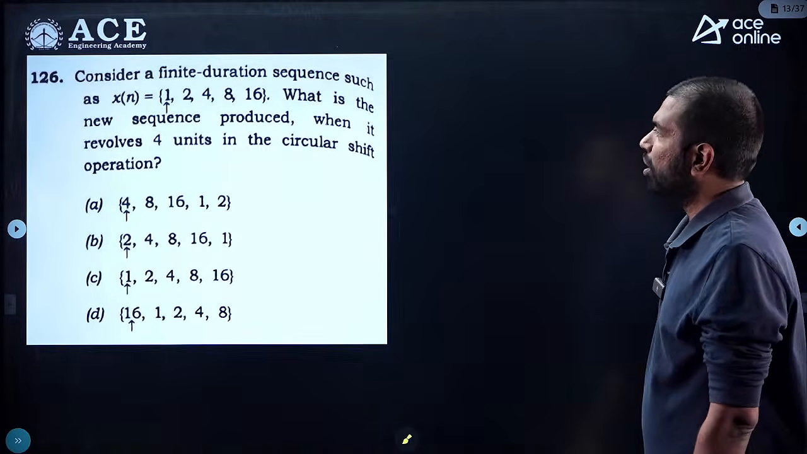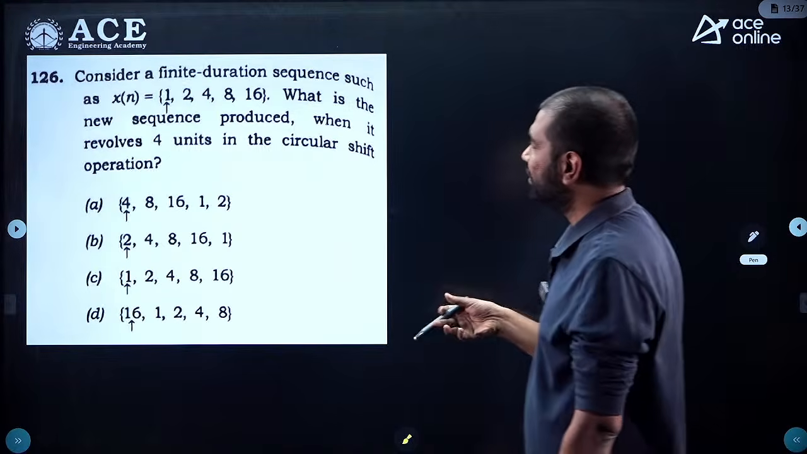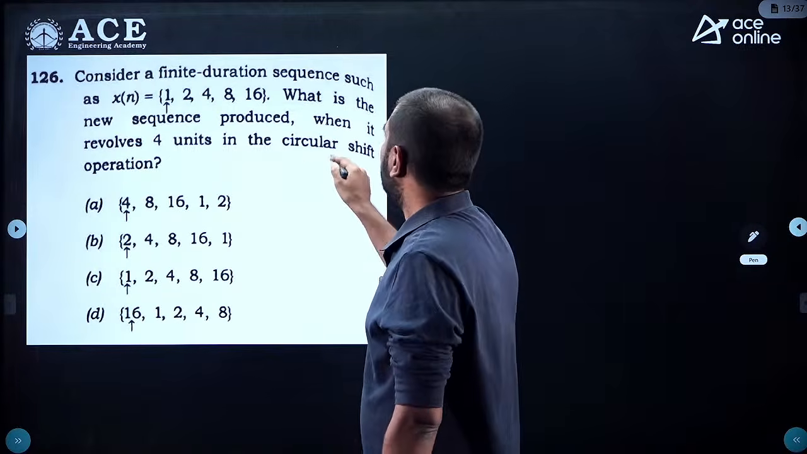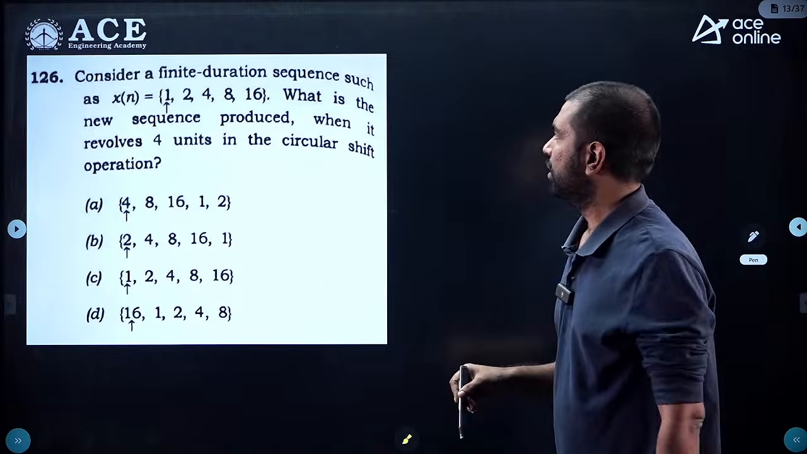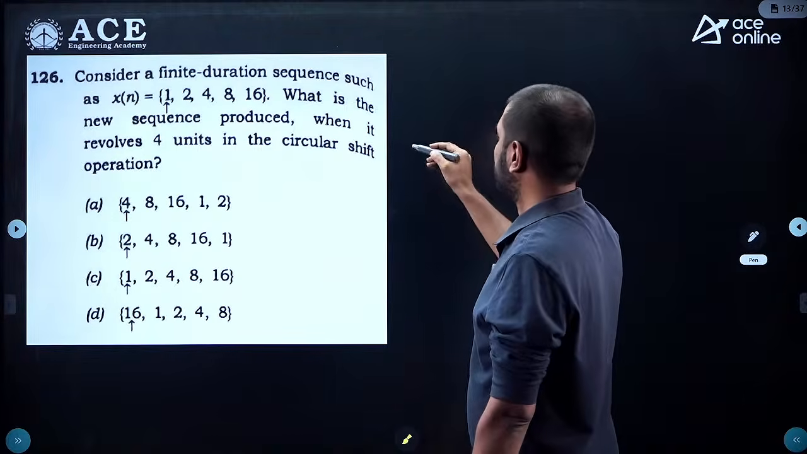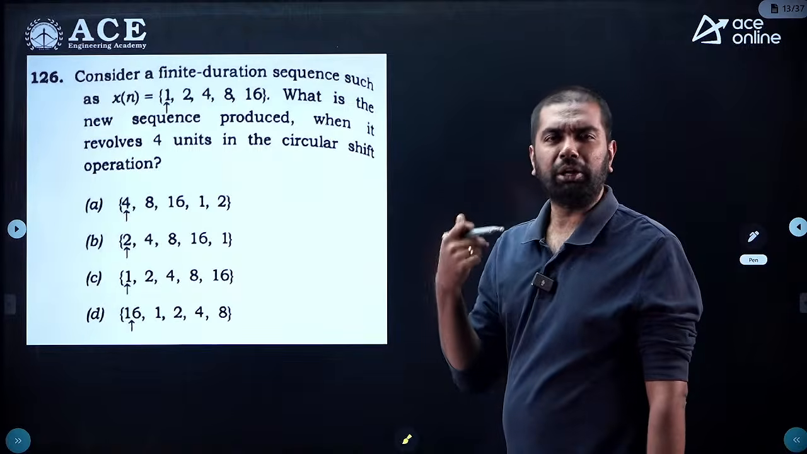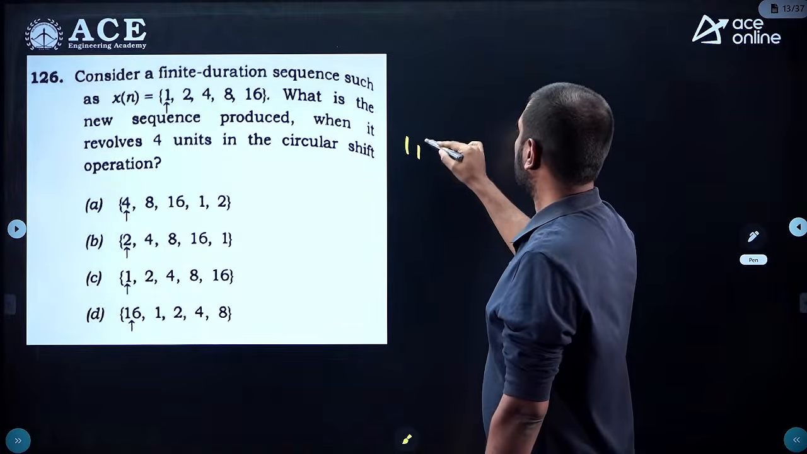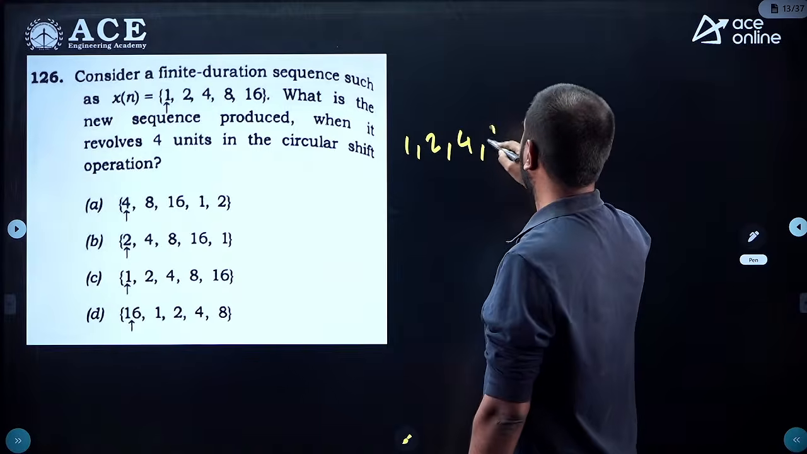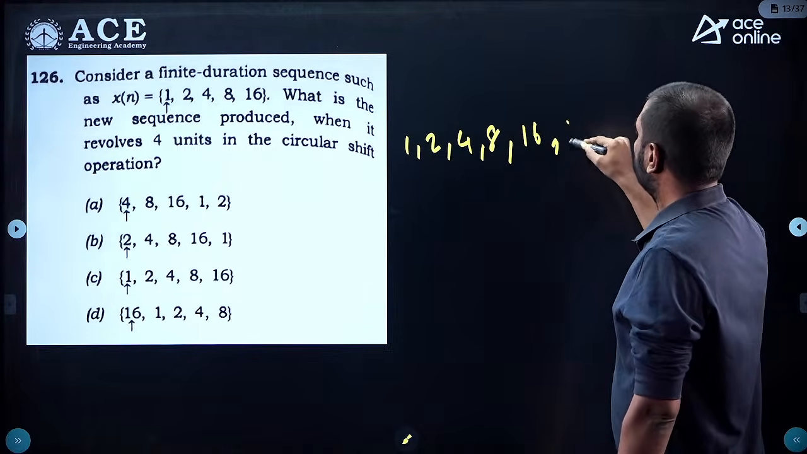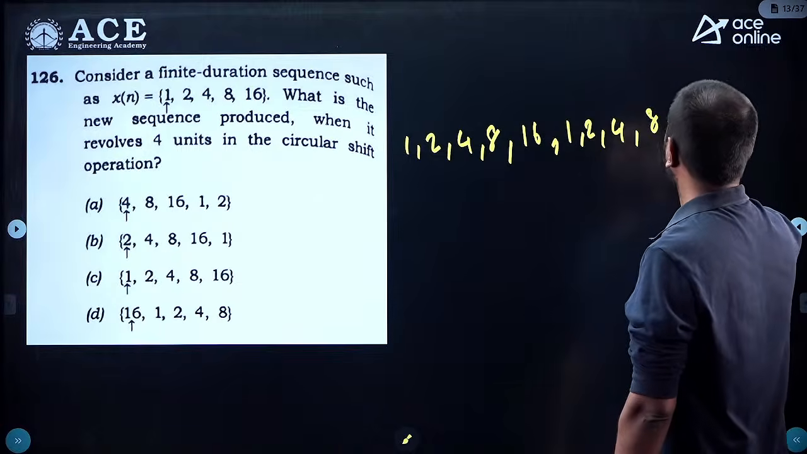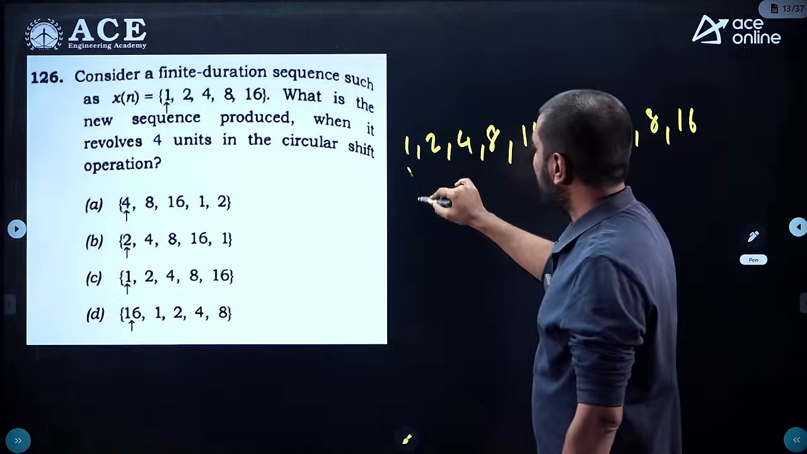Now they gave a sequence x of n. They're asking what happens when it revolves 4 units in a circular shift operation. So he's talking about circular shift. Let me repeat the sequence. So 1, 2, 4, 8, 16. Let me repeat it again. So 1, 2, 4, 8, 16, and so on. So the arrow was here.